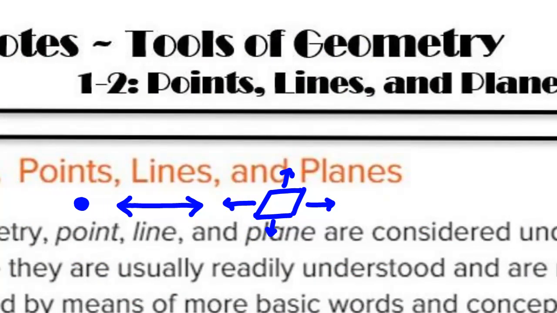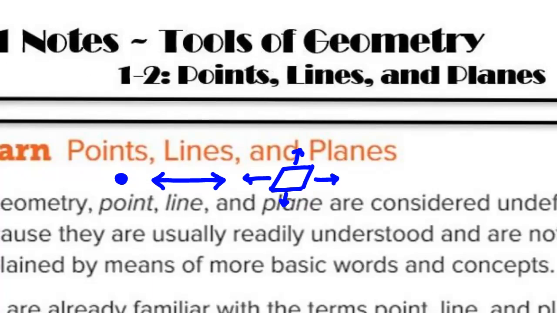And then the third term that we're going to talk about today is a plane. A plane is a flat surface that continues on in two directions forever and ever and ever. A good visual representation of a plane would be like your book or a piece of paper or the top of your desk. Even though these do not go on forever and ever and ever, we get the idea that it is this flat surface that does continue on in two dimensions.